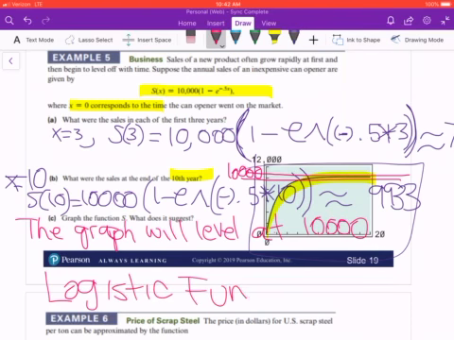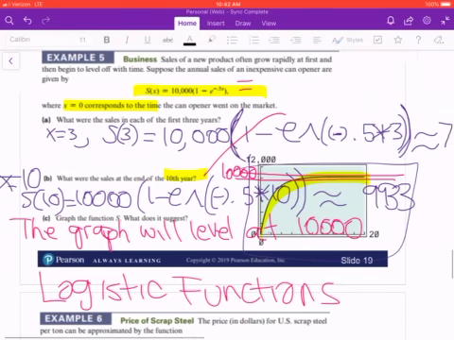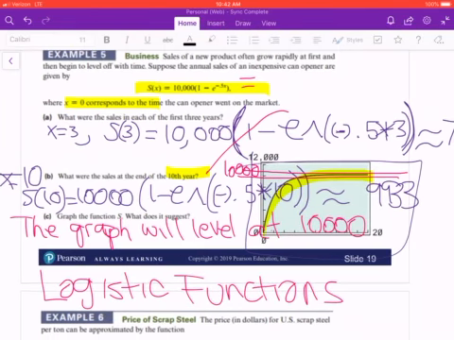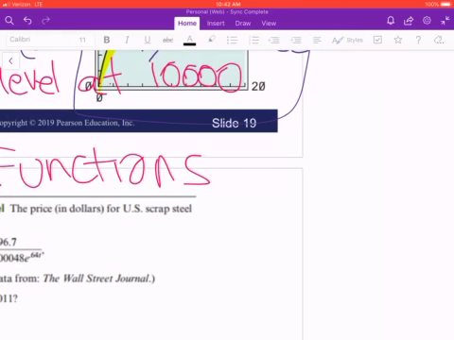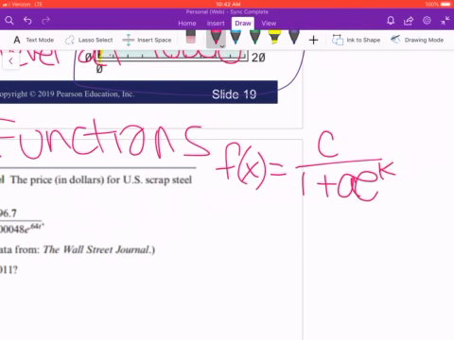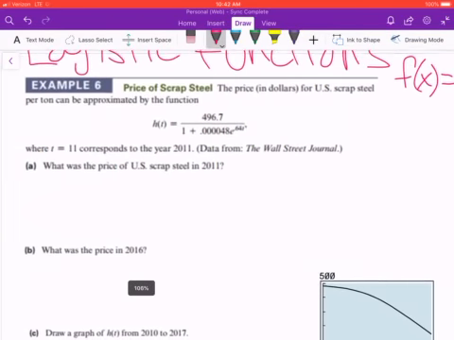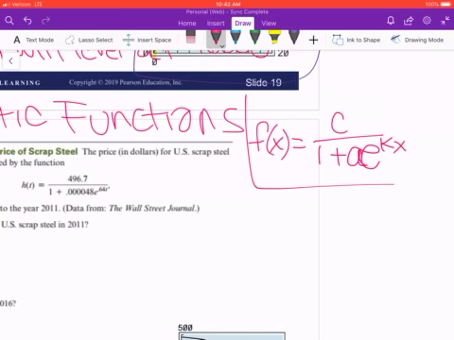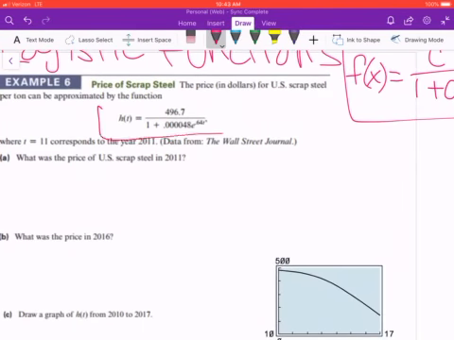Instead, I will write you the general form for all logistic functions. So that will say f of x is equal to c, that being a number, divided by 1 plus a, that's also a number, e, to the power k, that's also a number, and then x will be the independent variable. So now for example 6, that is how the function that you have on example 6 looks, if you see.